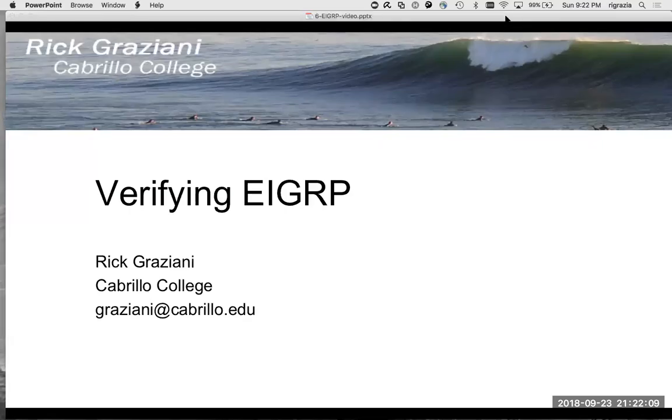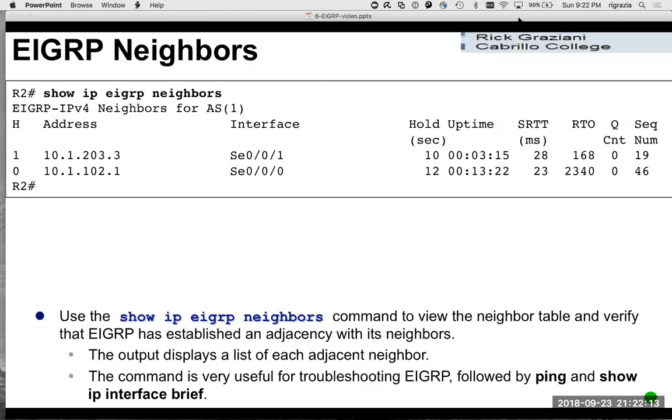Hi, in this video, we're going to look at how to verify EIGRP. The show IP EIGRP neighbors command, for EIGRP for IPv4, is a great way to verify that we've actually formed neighbor adjacencies, because we're not going to get any EIGRP routing updates from a neighbor unless we have formed an adjacency with that neighbor. If you do not see the neighbor, make sure that the link is up.